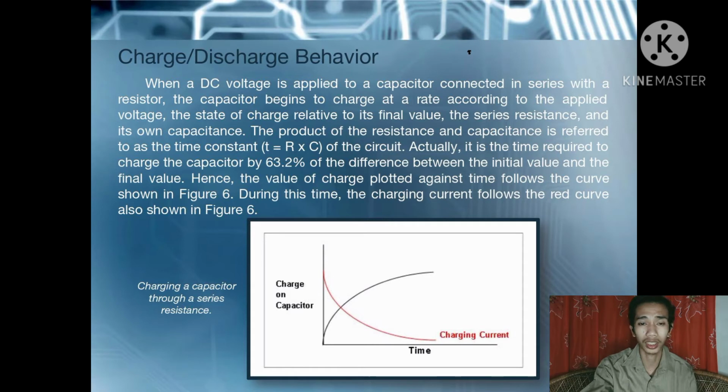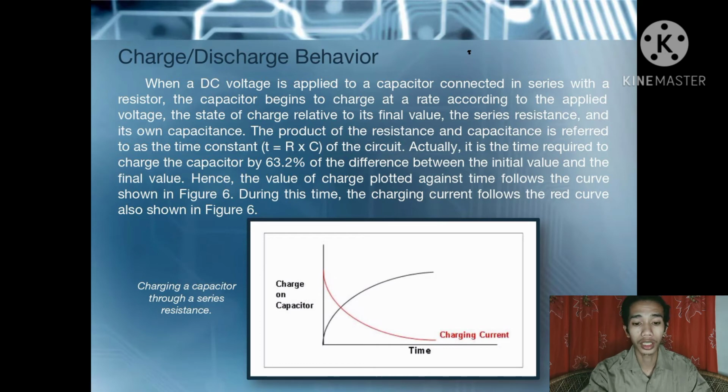As discussed in the previous discussion, you can understand what the first statement means. So next, again, when a DC voltage is applied to a capacitor connected in series with a resistor, the capacitor begins to charge at a rate according to the voltage applied. The state of charge relative to its final value depends on the total series resistance and its own capacitance.